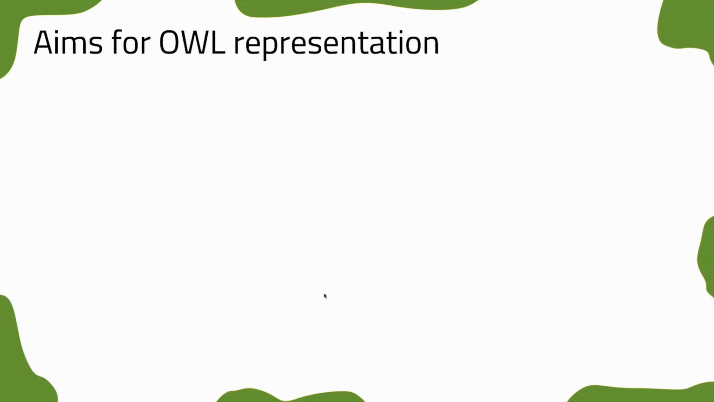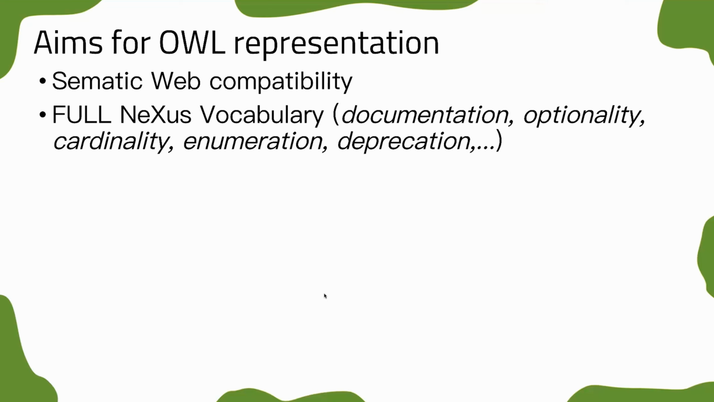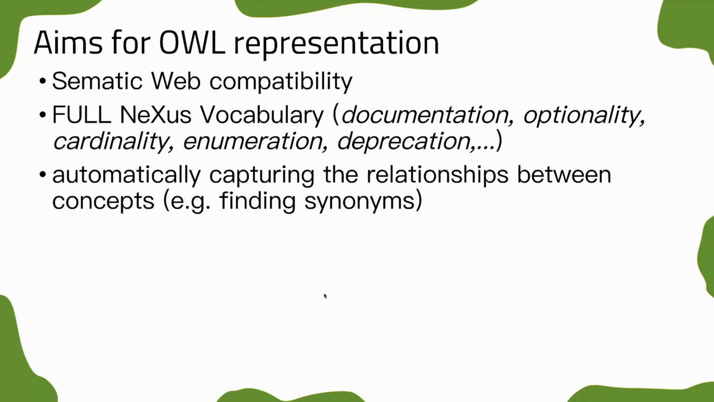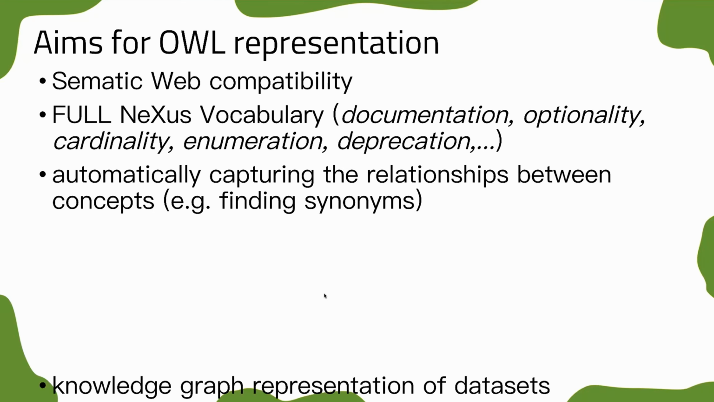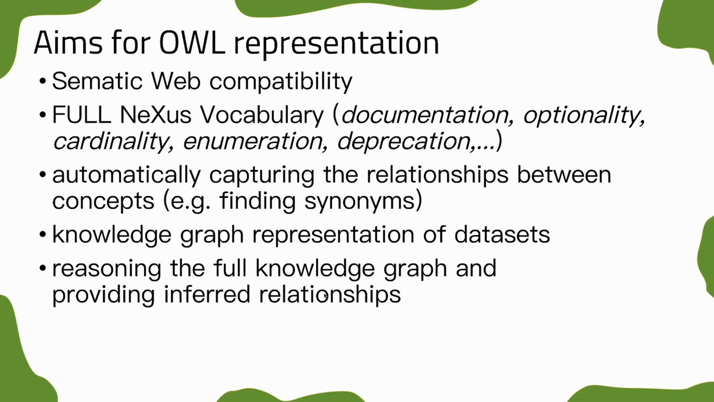Why do we speak about OWL and representation of our data in this web ontology language? It's because nowadays more and more interoperability between the different projects can be done on that layer using the semantic web. So we want to be compatible with this. We want to express all the NeXus vocabulary items and all the relationships between them. And we want to end with a situation where we can have all of our data sets represented in a knowledge graph. And we can then use reasoning on the full knowledge graph.